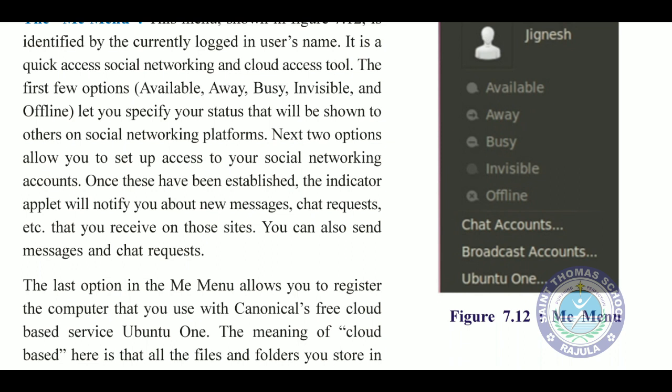And here the indicator applet will notify you about the new messages and the chat requests. We already discussed that indicator applet. So once new messages come, it will notify you. And you can also send chat requests to others, and you can also send messages to others. Then the next is the Ubuntu One.